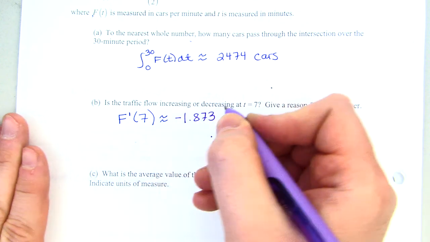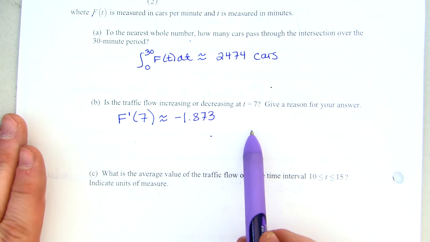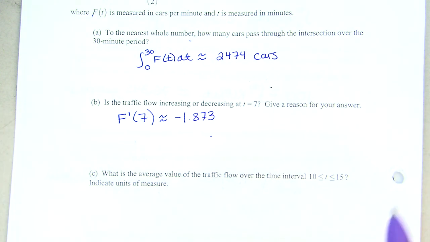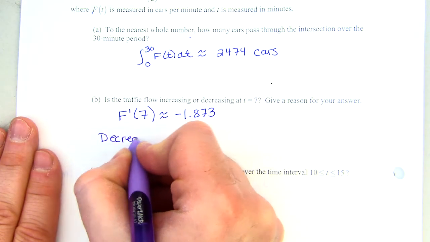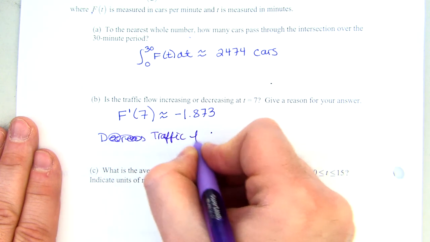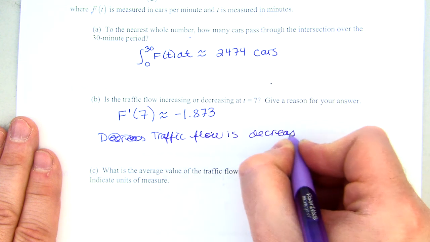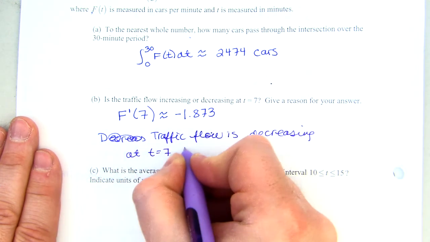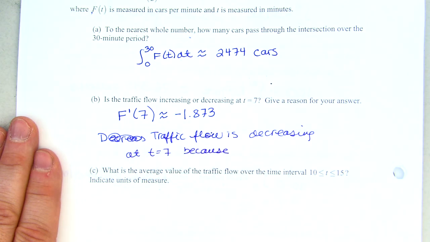Okay. It didn't ask us to figure out what this rate is, put units on it, interpret it, just go back to the original problem. Is traffic flow increasing or decreasing? Decreasing. We are asked to give a reason for your answer. Actually, I'm going to say traffic flow is decreasing at t equals 7. Because. Say that again.